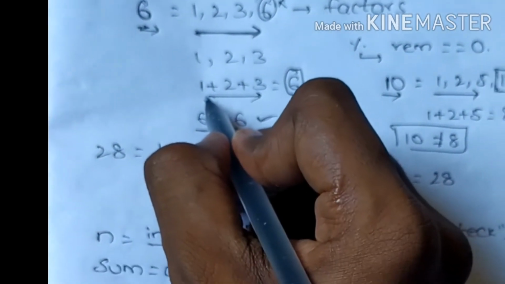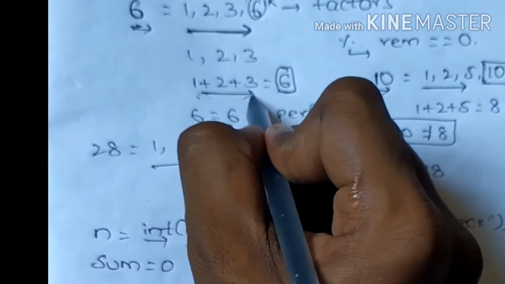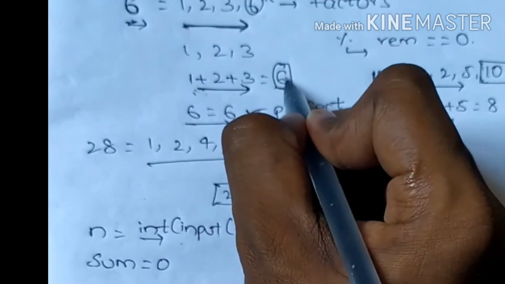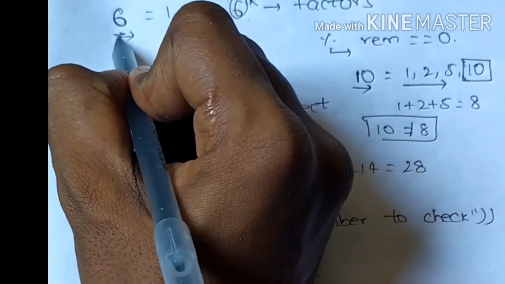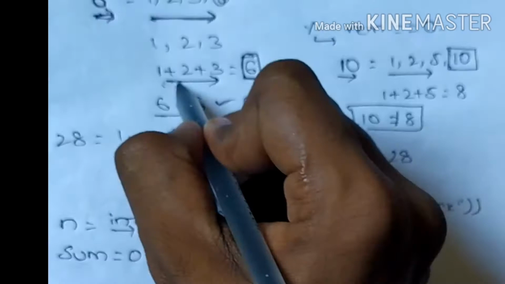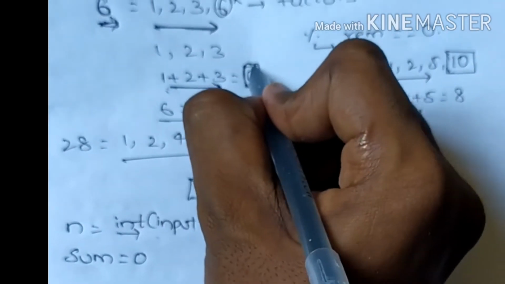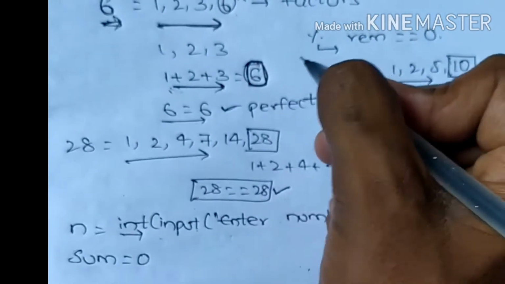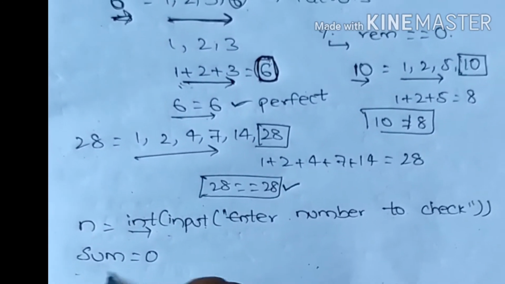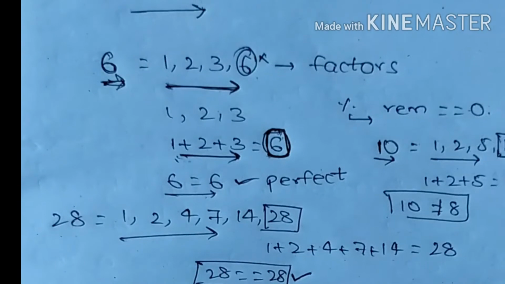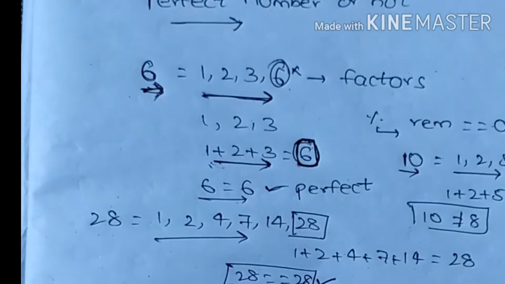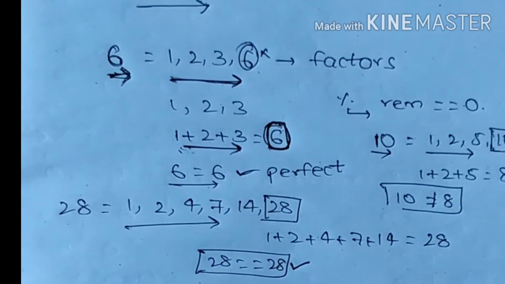So if you see here, we have to store this sum, right? We have to sum the factors and we have to store this number 6 for comparing. We have to compare this number with the sum of the numbers. So we have to store this number in some variable. That's why I have taken here sum equal to 0. Initially sum will be 0.